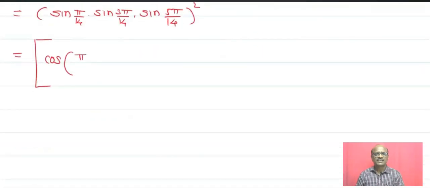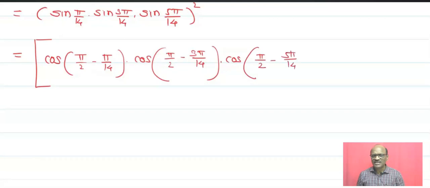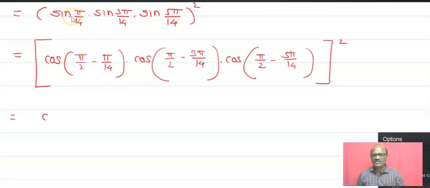Now see this here, one more step. I am writing in this manner: sine theta is equal to cos of 90 minus theta, or cos of pi by 2 minus theta. See this here, sine of pi by 14 is equal to cos of pi by 2 minus pi by 14. Again, all these sine terms are converted in terms of cos, that is, cos of pi by 2 minus pi by 14. Again, this term is also converted.